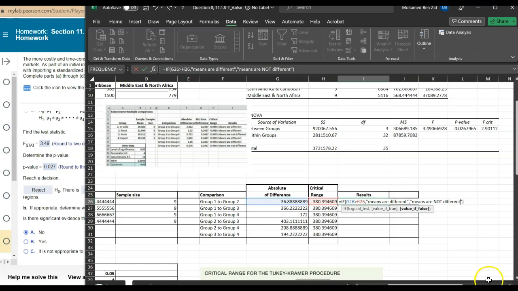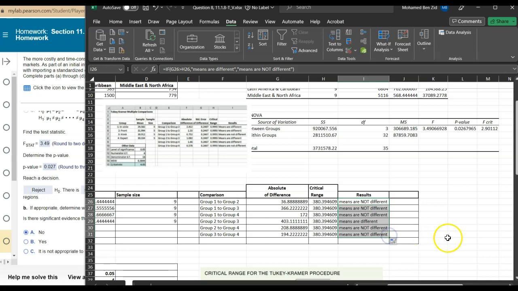So what does it mean? If the absolute value of the difference is bigger than the range, then I'm going to say they are different. If the absolute value of the difference is greater, then there is proof that they are different. All right, so enter. The first one is giving me no, they are not different, and I'm going to drag this one all the way to the fourth statement.